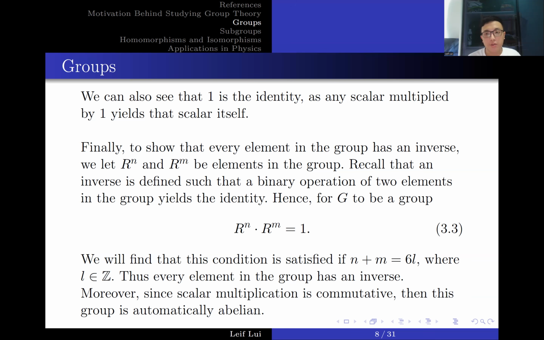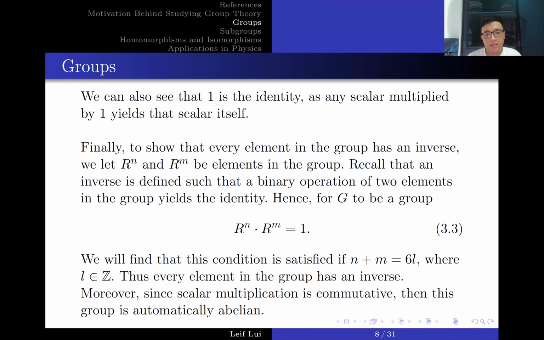Hence, for G to be a group, if r to the m is the inverse of r to the n and r to the n is the inverse of r to the m, then they should satisfy this property where the scalar multiplication is equal to 1. We can see that this condition is satisfied if n plus m is equal to 6l, where l is an integer. So basically, every element in the group definitely has an inverse.